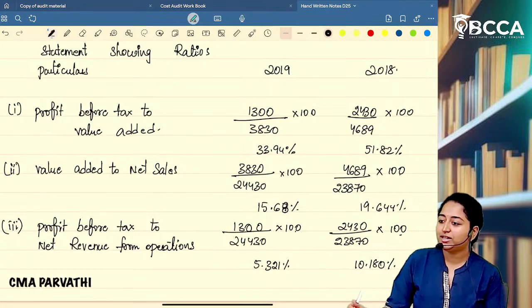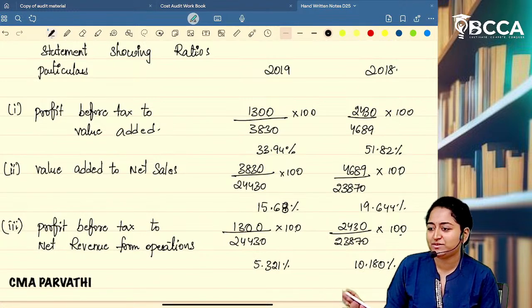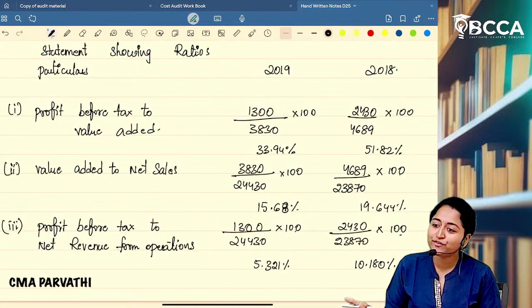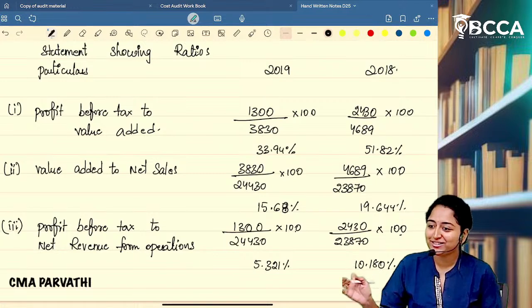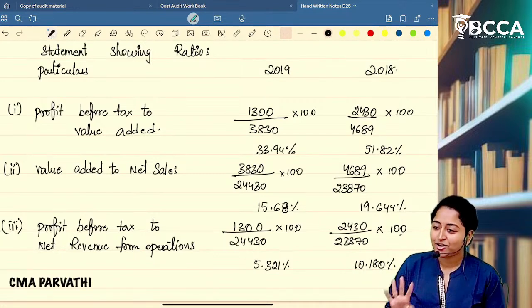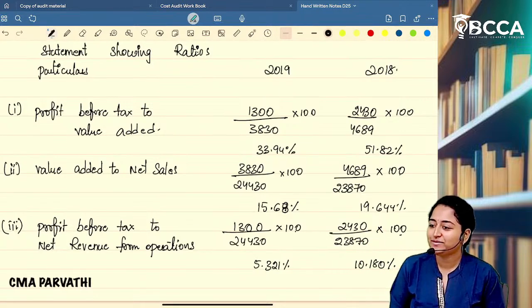Okay? Clear? Done? Simple. This question will be asked for 7 marks. Will you be able to do it if it is given in the examination? Easy question. Easy, tough, moderate, easy. All questions from cost and management audit will be like this only.